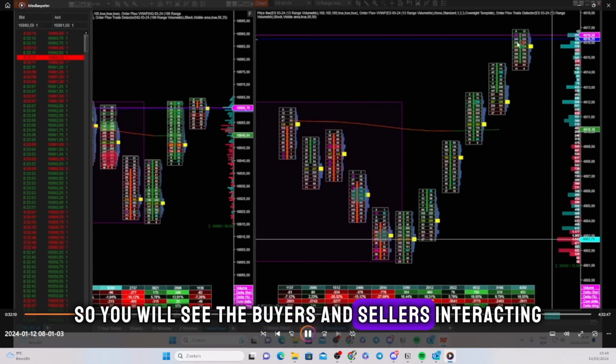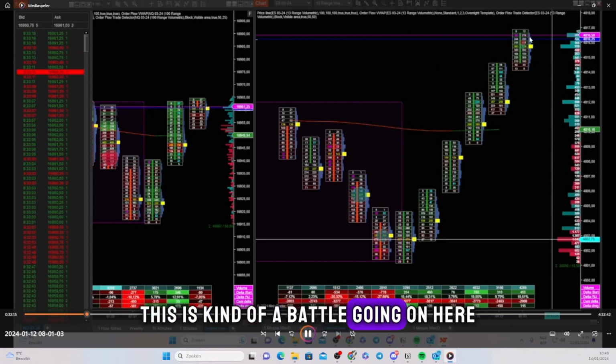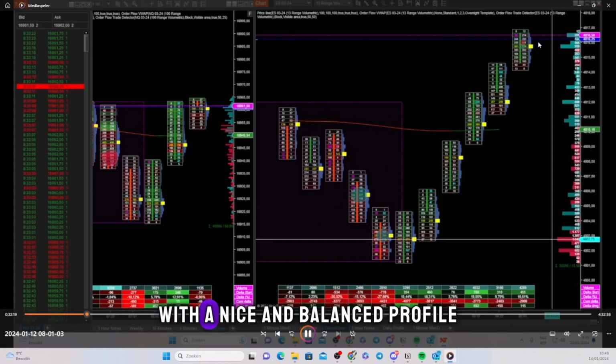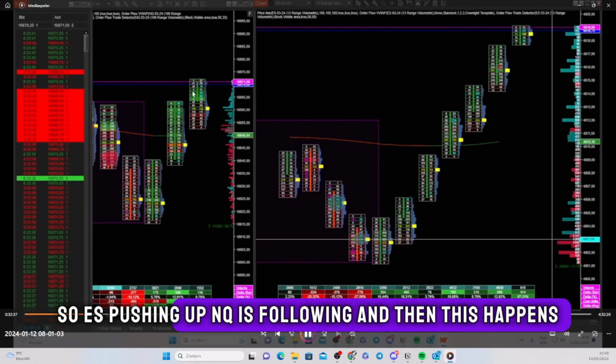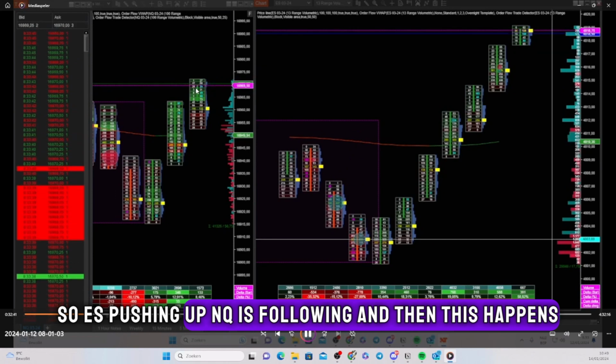So here we see the buyers and sellers interacting. This is kind of a battle going on here with a nice and balanced profile. ES pushing up and NQ is following, and then this happens.